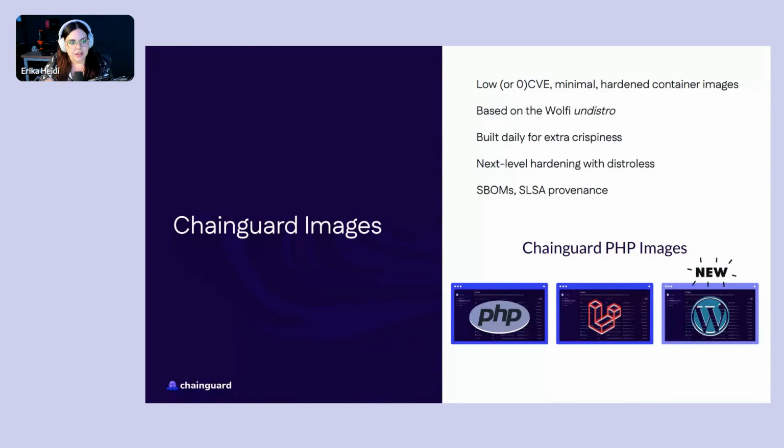Chainguard images are low or sometimes zero, many times zero CVE, hardened container images, and they are minimal. Most of the security and all the good things that come from Chainguard come from two rules: limit attack surface and provide provenance attestations of where the image comes from. So these are two really important pillars. And there is also the frequency of updates. This is the third pillar. So these are three important things for having secure container images.